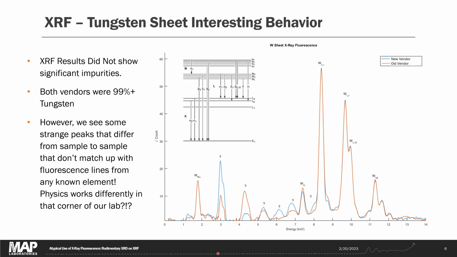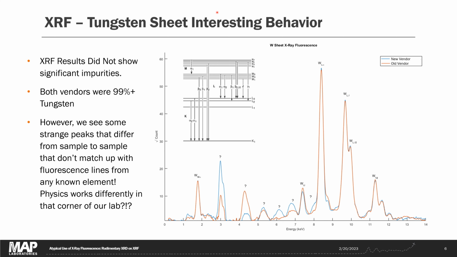Here's an example of what X-ray fluorescence results look like. The x-axis is in kiloelectron volts, that's the energy of the fluoresced X-ray, and the y-axis is the count of how many of those X-rays were observed. In this case, I've put the y-axis in the square root of count to help us look at some of these small features.